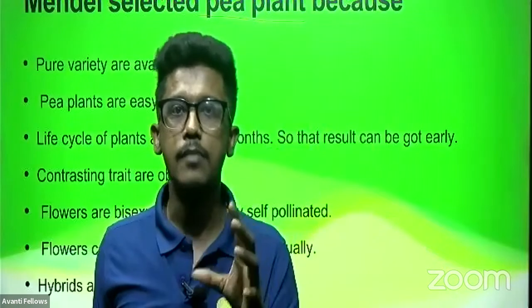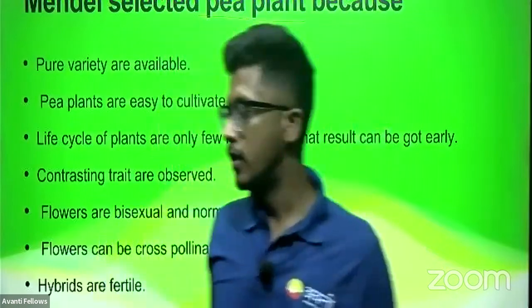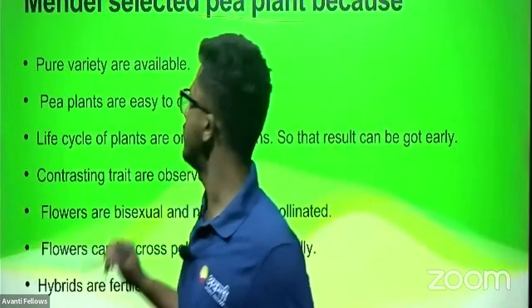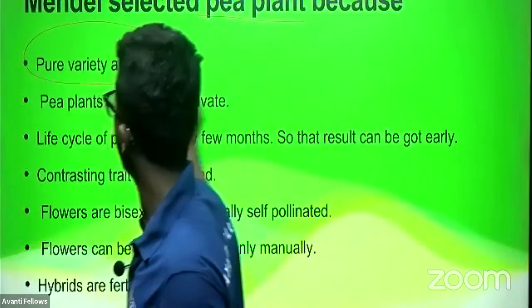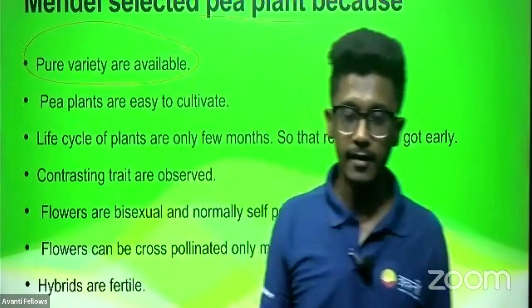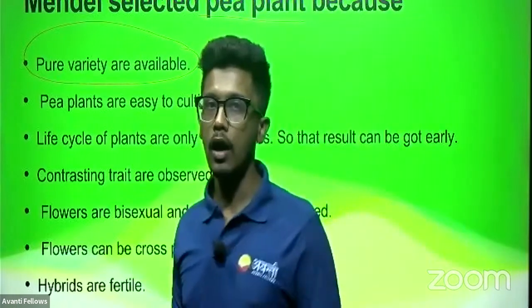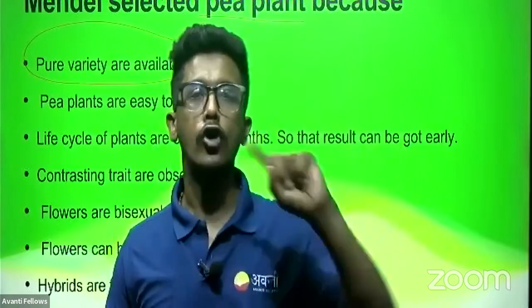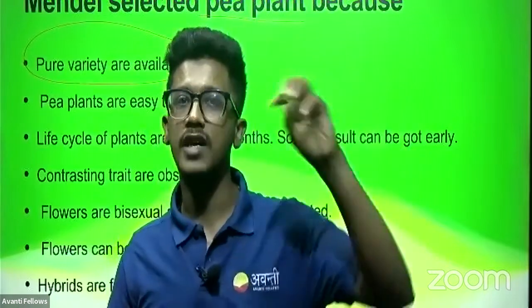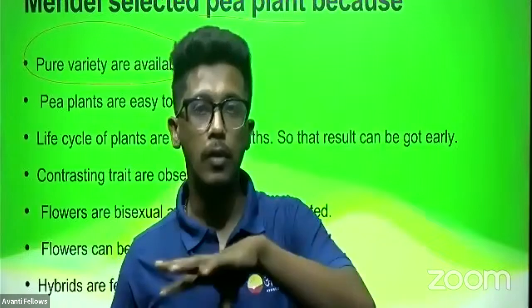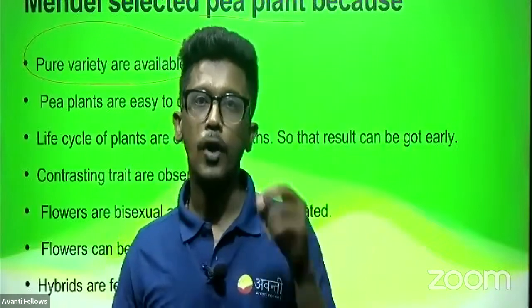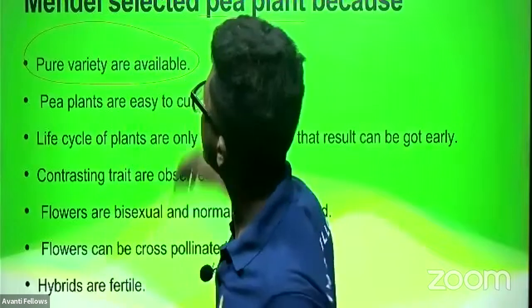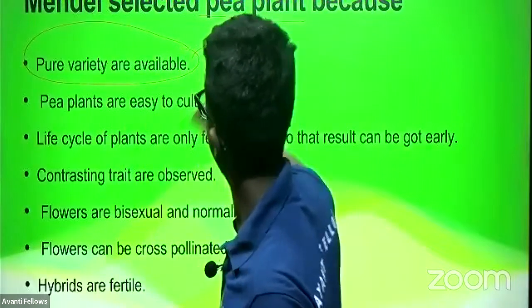With his choice comes the question of why the pea plant was chosen. Here are some of the reasons. One is purity: pure varieties are available. What do you mean by pure varieties? If I talk about tall, I can get only homozygous tall or homozygous dwarf, or homozygous white or homozygous purple. You get my point? Pure characteristics can be drawn through this plant. That is the first thing.